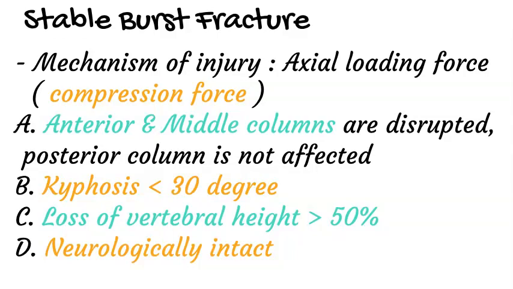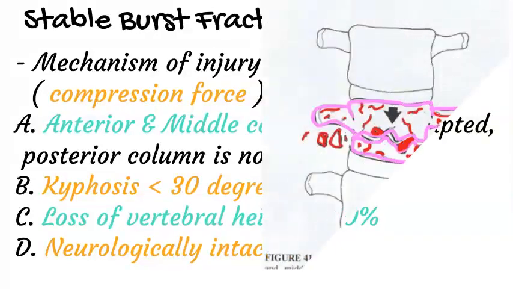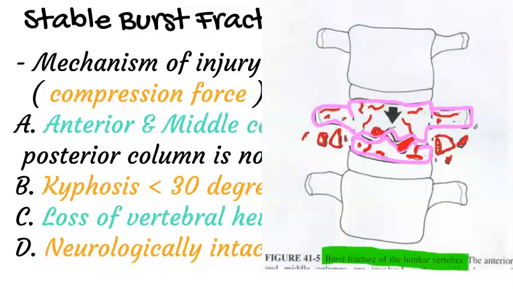This picture illustrates the lumbar vertebra. There's a reduction in the vertebral body height. The black arrow shows the compression force and it causes the fracture anteriorly and involving the middle column, and if so severe the pieces will be displaced sideways.